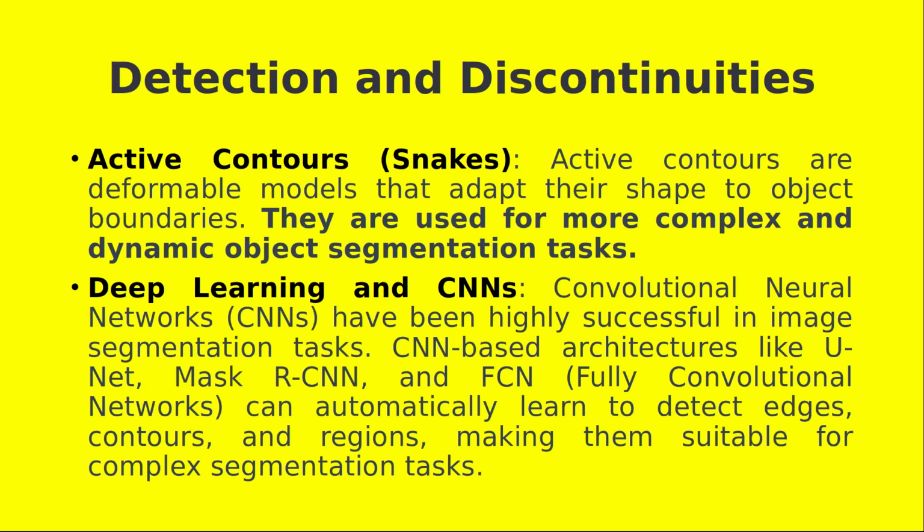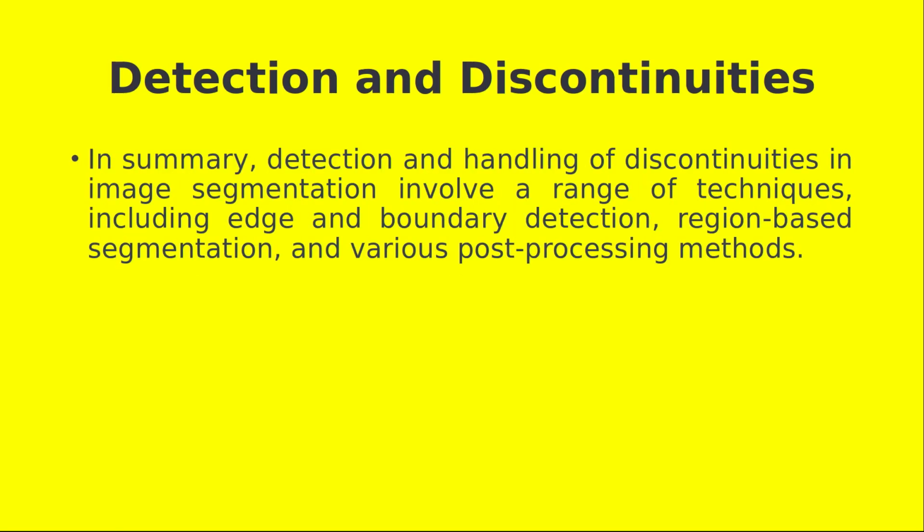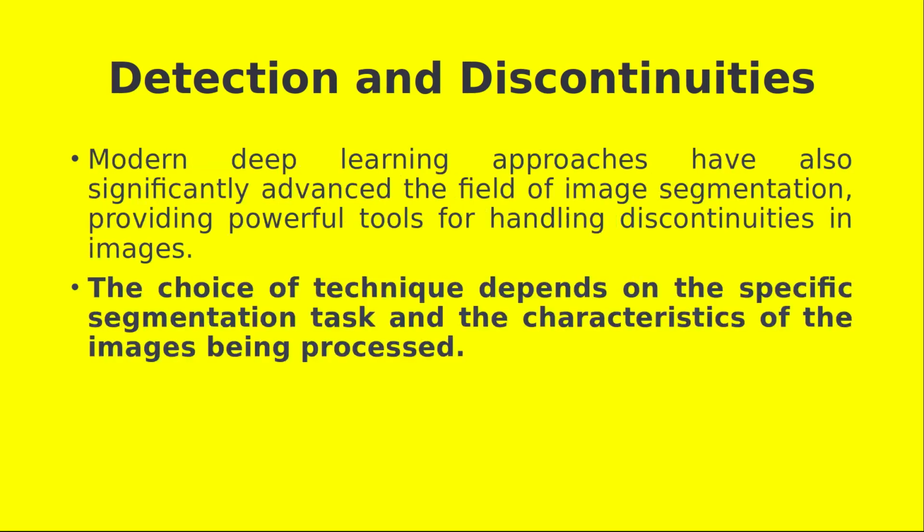Deep learning and CNN. CNN is a method used for the image segmentation task. CNN-based methods include UNet, RCNN, and FCNN. These are the methods used to detect discontinuity. In this topic we saw boundary detection, region-based segmentation, and various post-processing methods. The choice of technique depends on the image. Another one is the deep learning approach, also used for image segmentation.